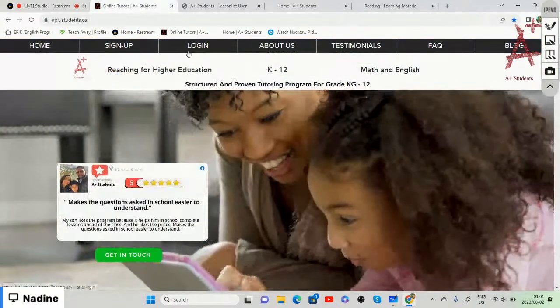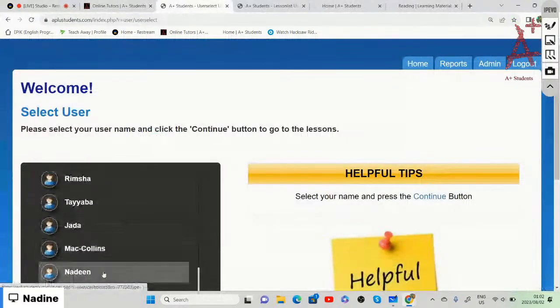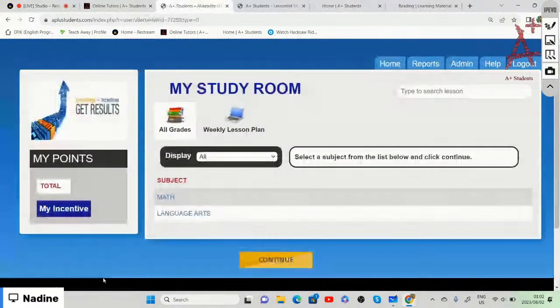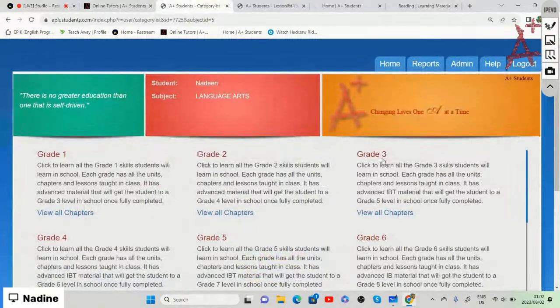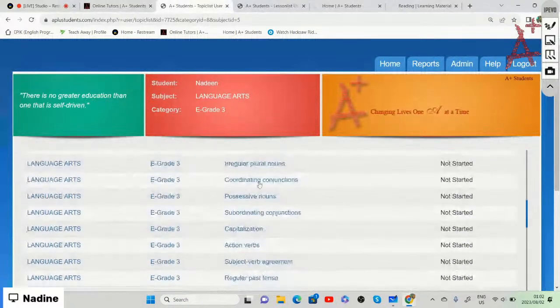Before we go on to our lesson on prefixes and suffixes, you're going to go to aplusstudents.ca and log in with your username as well as your password. Once we've logged in, you're going to select the subject of language arts, and then we go to grade 3 because we're doing grade 3 English, which is the language arts subject, right? And once we are in the grade 3 language arts subject, we are then going to scroll down until we get to the chapter of prefixes and suffixes.